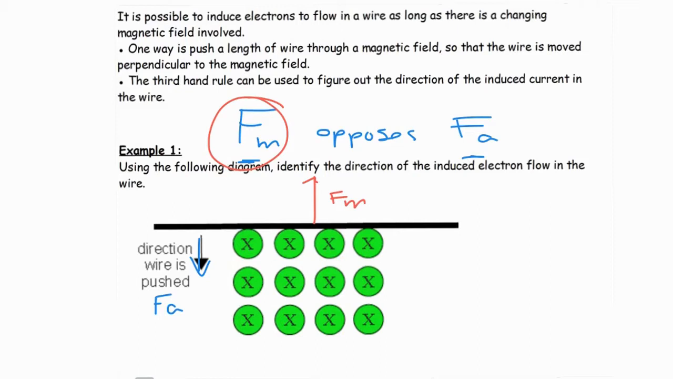Now, if we think about our hands, that's our palm. So my palm is facing up. My fingers are going into the page. So these are my fingers. I'm using my third hand. So my palm is up, my fingers are into the page, and what we're left with is my thumb pointing to the left. So the electrons will be moving through that wire to the left. So the big idea is that Fm opposes Fa.